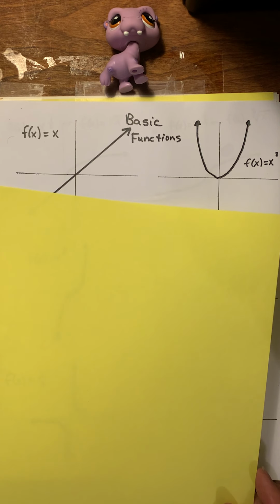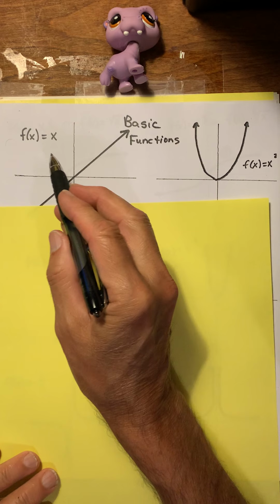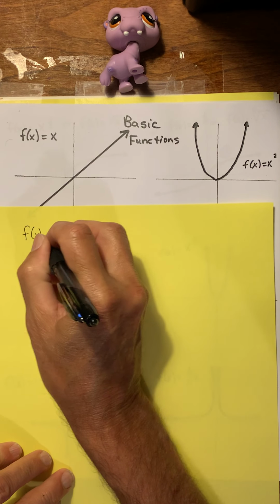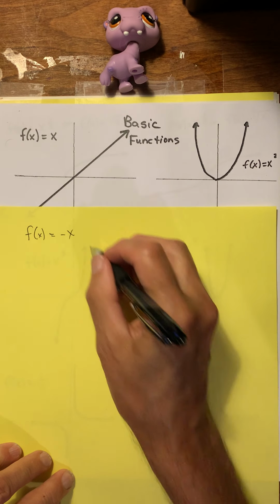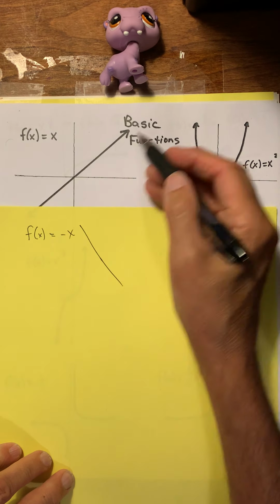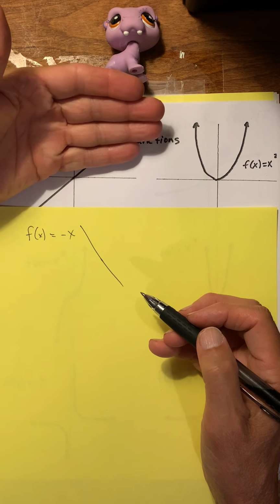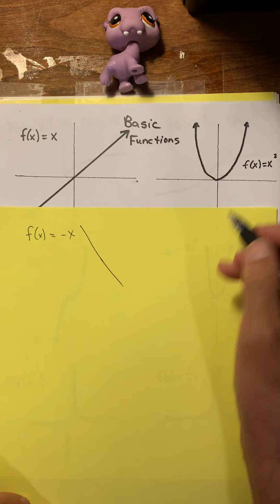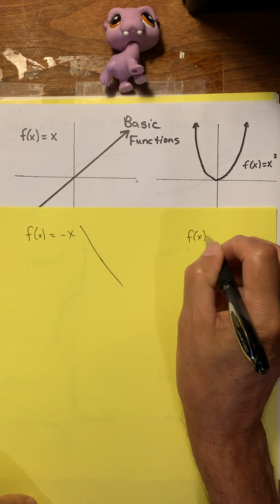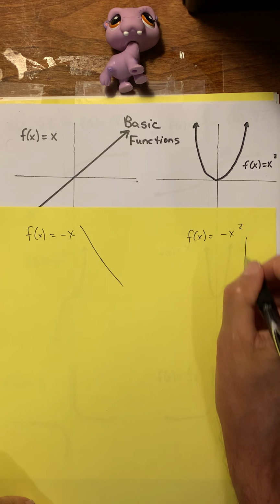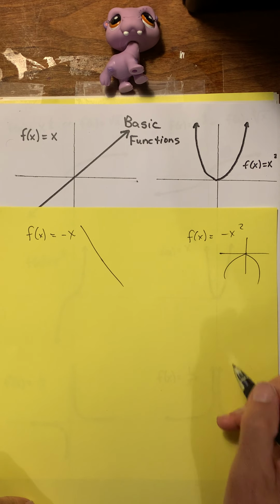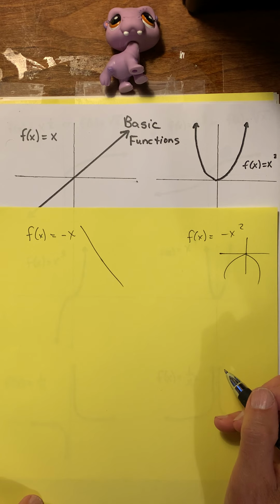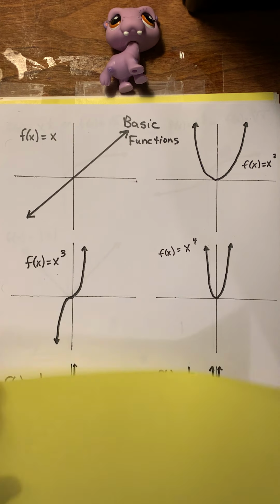Well, some of you know what a negative in front of this function will do to it. Put a negative in front of this guy, and it goes down. Instead of going up, it goes down. It basically flips over the x-axis. Same with this guy. F of x equal negative x squared goes down. Again, it flips over the x-axis.